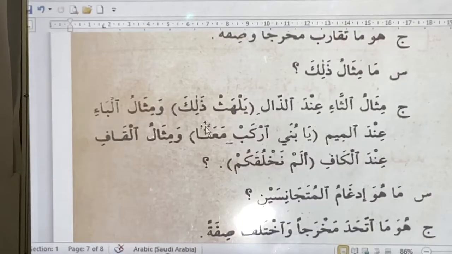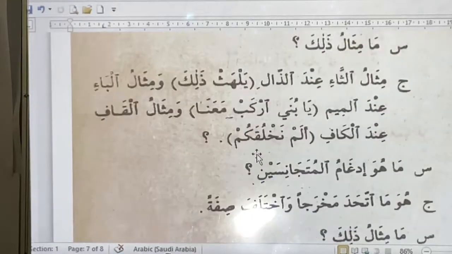And then المثال عند الكاف, we have قاف وكاف. Actually, most of the time people confuse qaf and kaf. They read kaf in the place of qaf, or they read qaf in the place of kaf. So this shows that they come from the same makhraj. When you come across such, you will read alam nakhluqkum. Here the first qaf will be silent and the second kaf will be mushaddada. We'll read it with shadda.